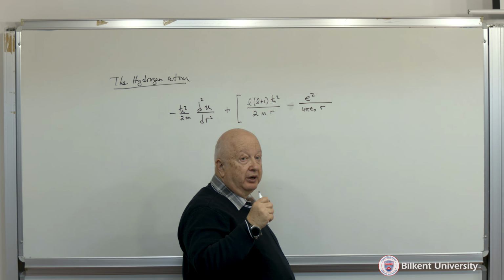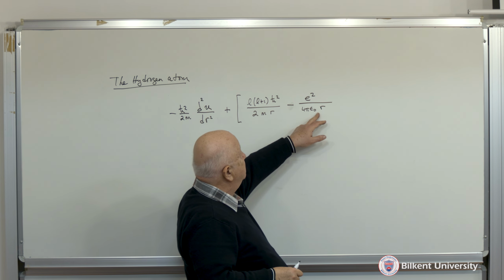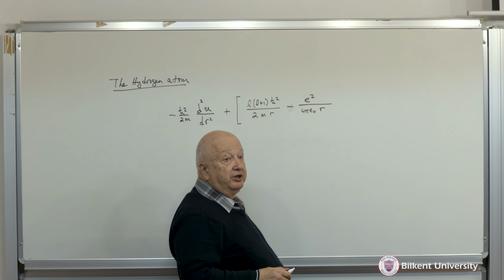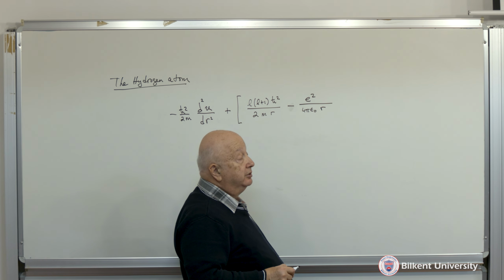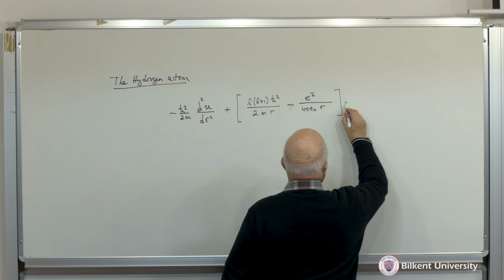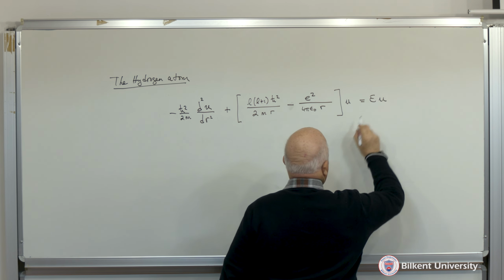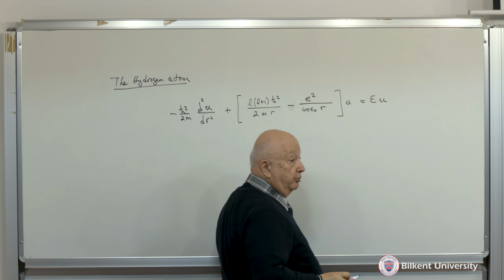So I have the proton fixed at the origin. This is the potential energy associated with the electron, right? So this is multiplied by u is equal to E u. So this is the equation that I want to solve.